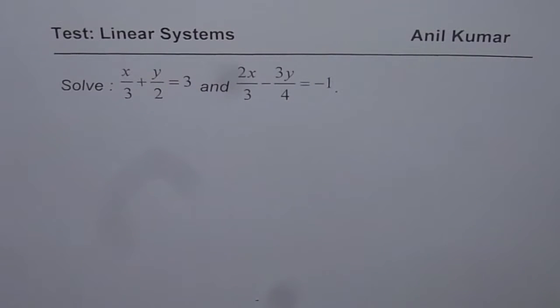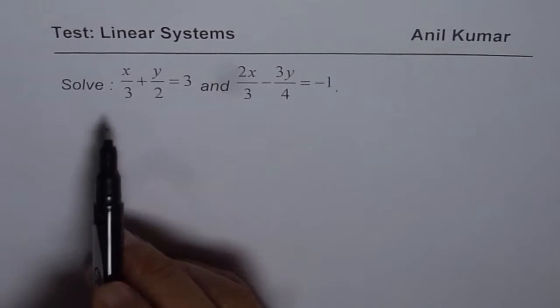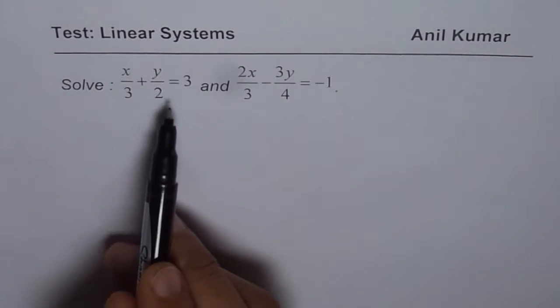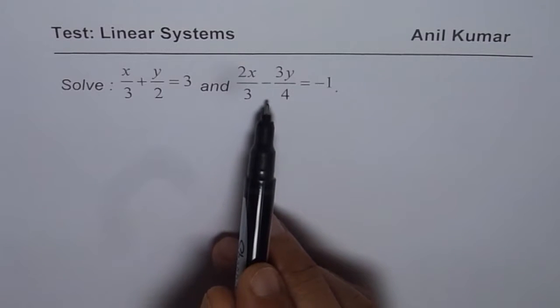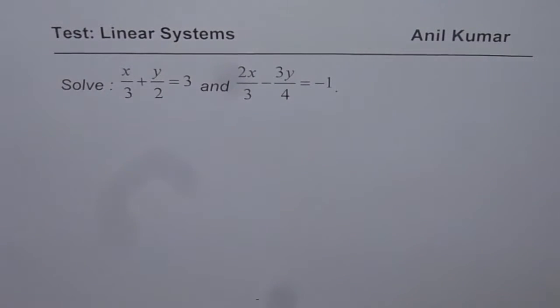I'm Anil Kumar, and here is a question on linear systems which involves fractions. You need to copy this question, solve, and then check my solution. The question is, solve x/3 + y/2 = 3 and 2x/3 - 3y/4 = -1.